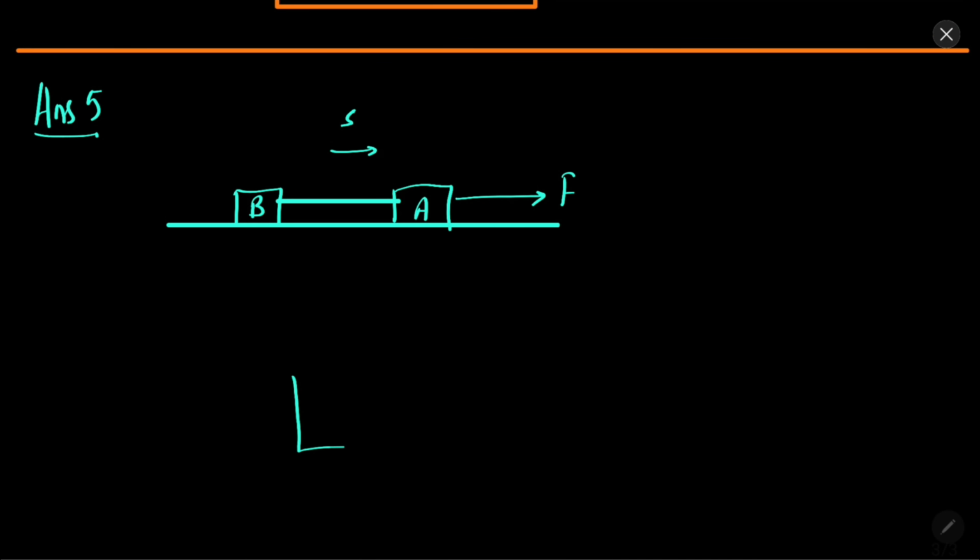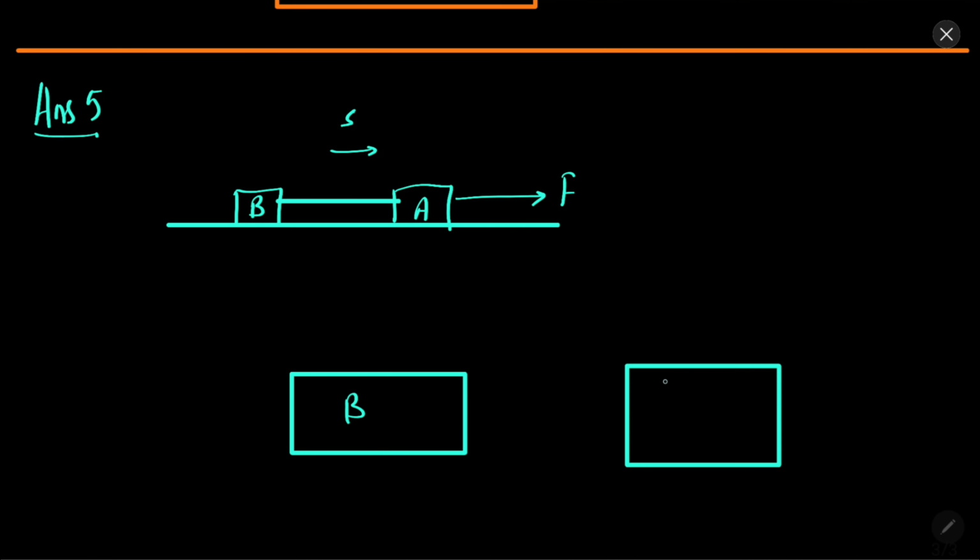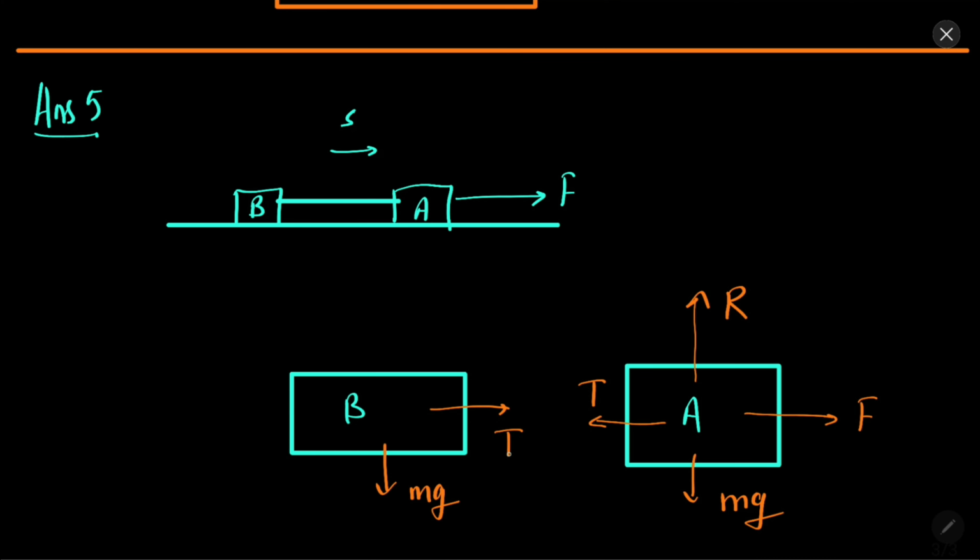So let's isolate the bodies. Okay, so this is body B and this is body A. The forces on body A are, one force F is there, and obviously tension will be like this. A normal force on this side, this is weight mg, same weight mg, here tension will be there, and on this side there can be a resultant force ma and normal force.